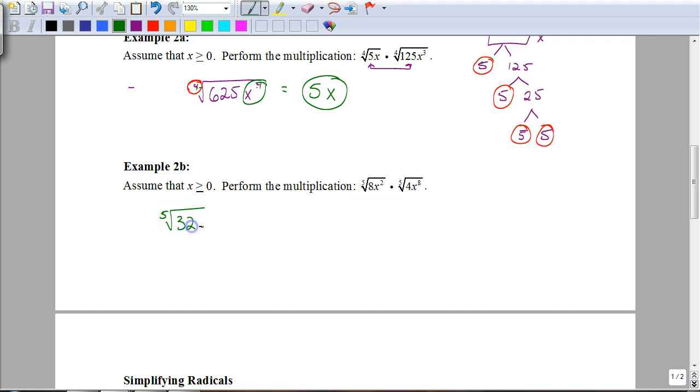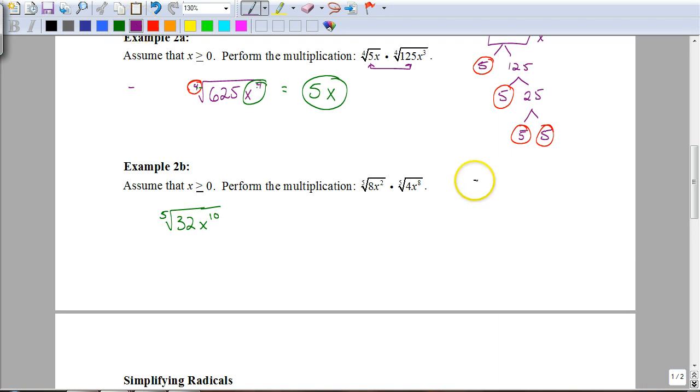8 times 4 is 32. x squared times x to the 8th. Remember, when you're multiplying and the bases are the same, we add the exponents. 2 plus 8 is 10. So it'll be x to the 10th. Okay, now we want to simplify this. I want to figure out what times itself 5 times gives me 32.